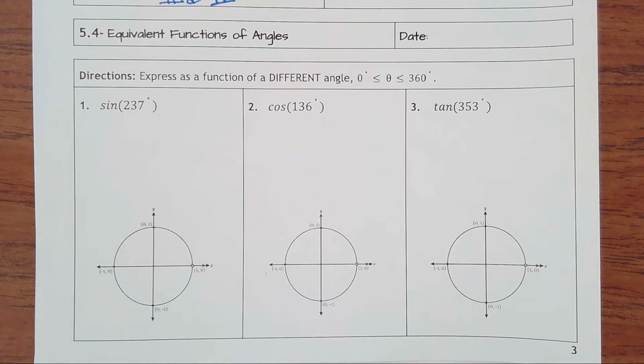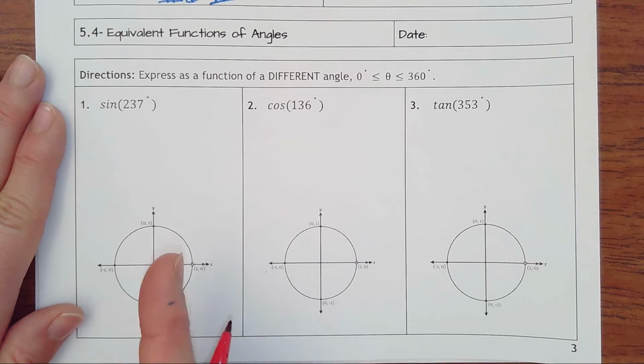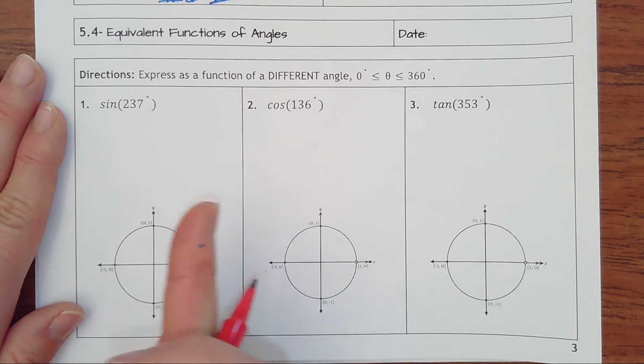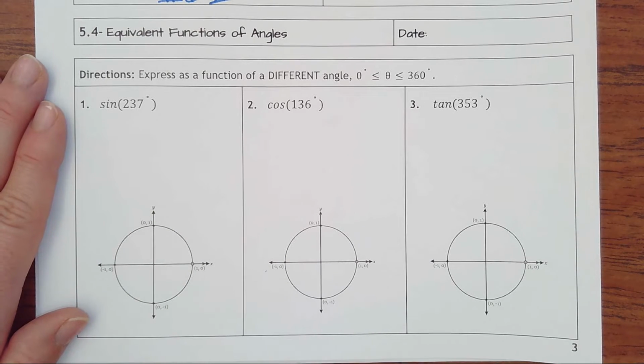5.4, equivalent functions of angles. Expressed as a function of a different angle between 0 and 360 degrees. This goes back to those reference angles and finding an angle with that common reference angle in each quadrant. That's exactly what we're doing.